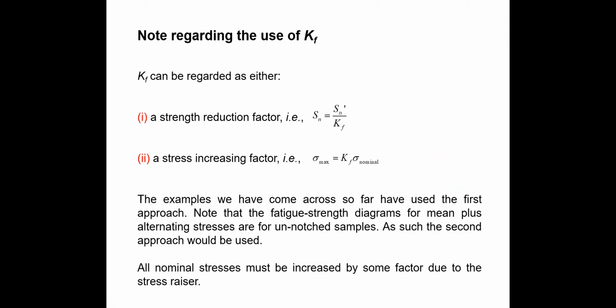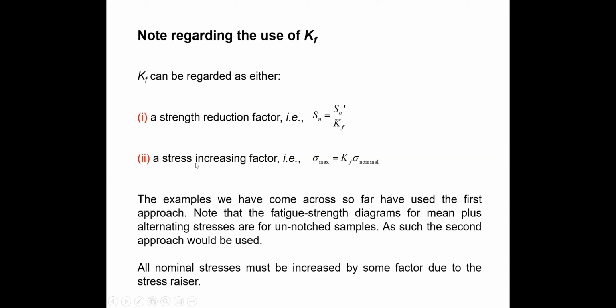Now, stress with the stress raiser. We already introduced the KF in the last lecture. You can use that KF as a strength reduction factor or a stress increasing factor. That means when you find the endurance limit, normally you will divide the Se prime, CS, CD, CL calculation by KF. So that means it is strength reduction.